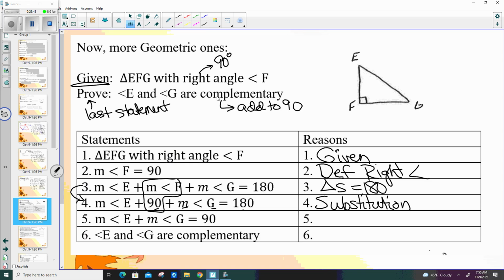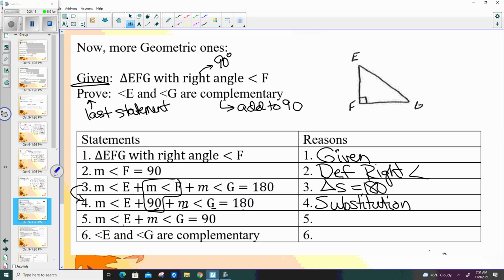So as you're sitting there trying to think through proofs, you're asking yourself, how did I go from this step to the next step? What changed and why did it change? This changed because the 90 was there instead of the F. It changed because we know they're equal to each other. That's a substitute. Okay, now how are we getting from step 4 to step 5?